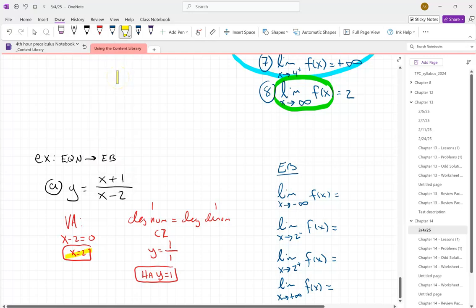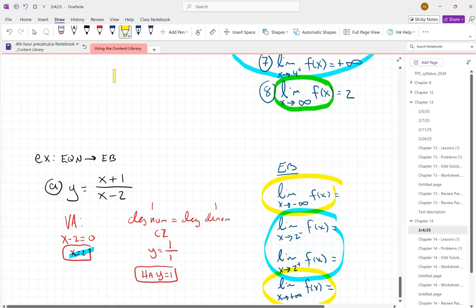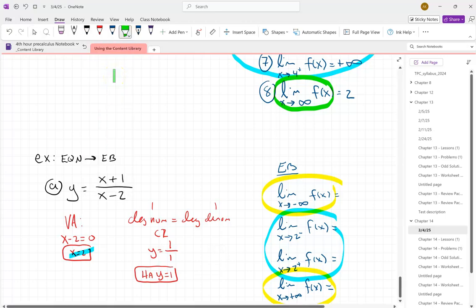So again, my vertical asymptote is giving me these 2. I guess I'll do it in color coding. So the vertical asymptote's giving me these 2, and then these 2 are standard for all functions, right? Now the good news is the yellow end behaviors are just going to be the same as that horizontal asymptote. If it was a slant asymptote, they would be positive or negative infinity, depending on if the slope was positive or negative on the slant asymptote.